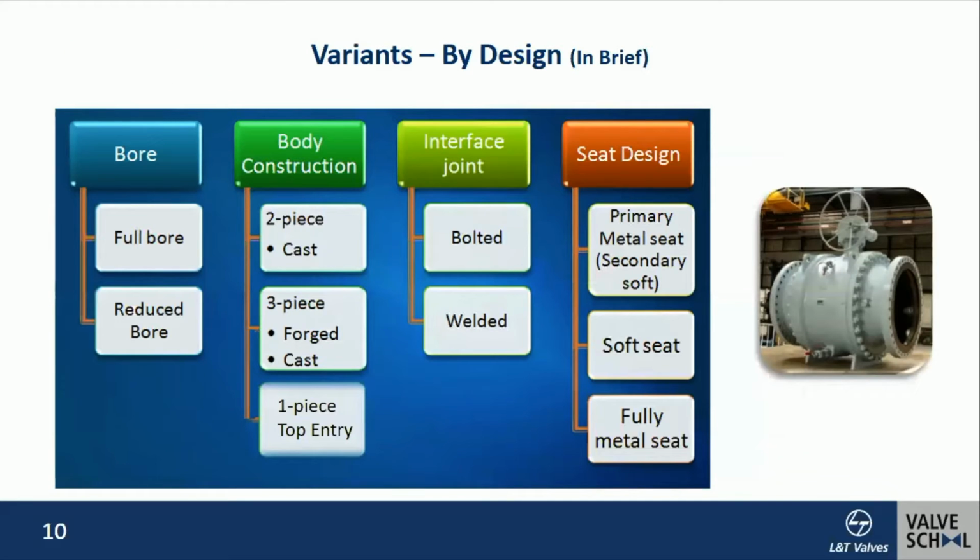If we go to the various variants that are prominent in this type of valve, in terms of bore, it could be a full bore or a reduced bore. For body construction, we can often see these valves in a two-piece design or a three-piece body design. Another variant is the top entry design. We will show you pictures of each of these. In terms of the body joint, which is seen in a side entry valve, it could be a bolted valve or a welded valve. And it comes in various seat design configurations, with a soft seat or a metal seat or a hybrid of a primary metal seat with a secondary soft seal.